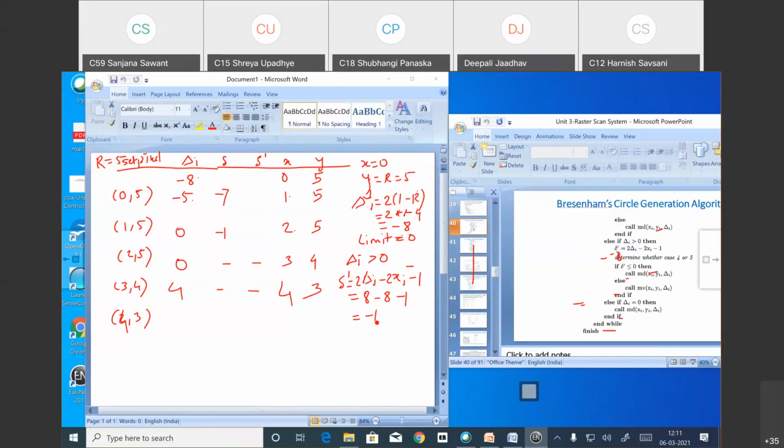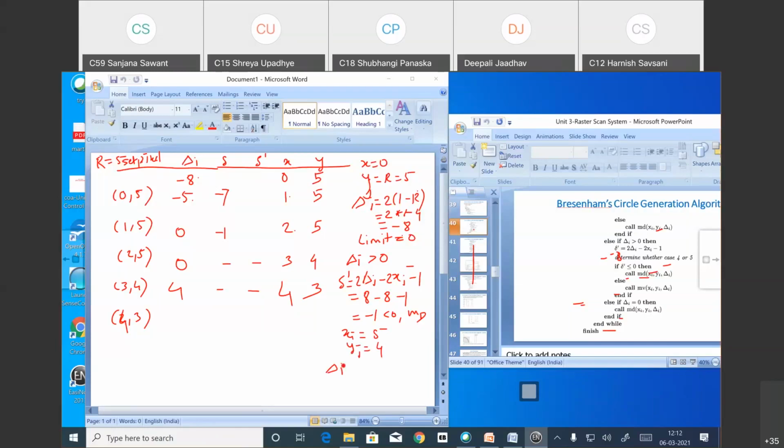Now check whether it is less than or greater than 0. It is less than 0. So when it is less than 0, we call for diagonal point. Diagonal means x is increase and y is decrease. So x is increase here. Xi is equal to 5. Yi is equal to 4. And again we calculate delta I.